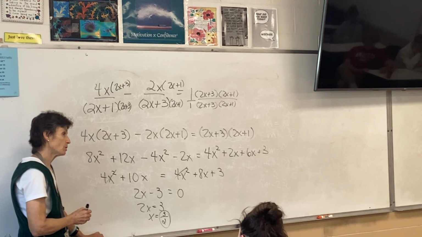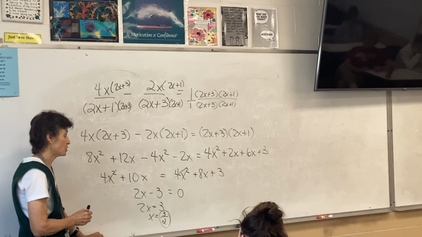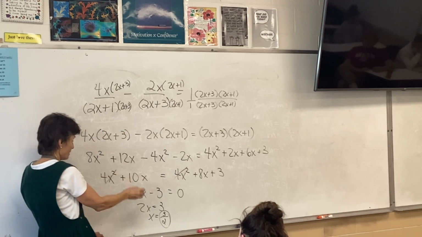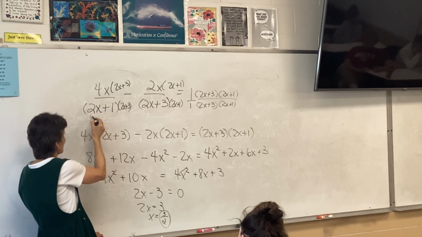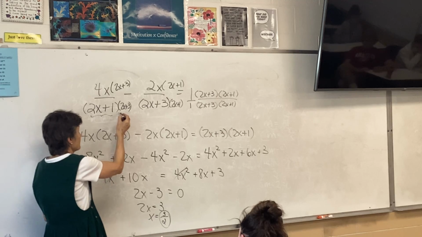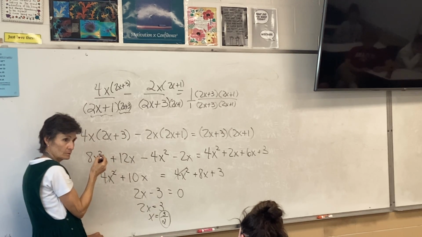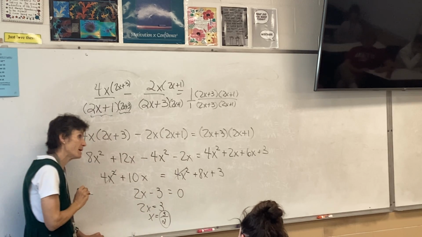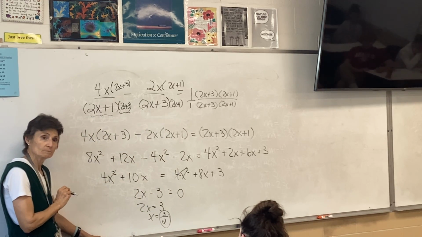My radar isn't going up, but I checked to make sure. If I put in a positive 3 halves, that will not be 0, right? And this will not be 0. So I don't need to worry about it. I only worry about it if it makes a 0.